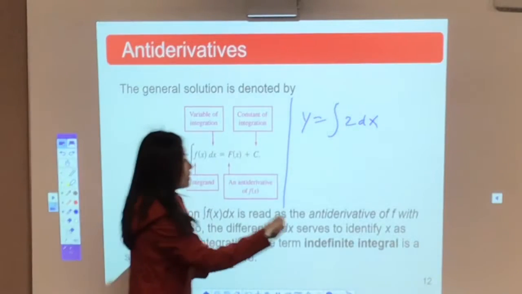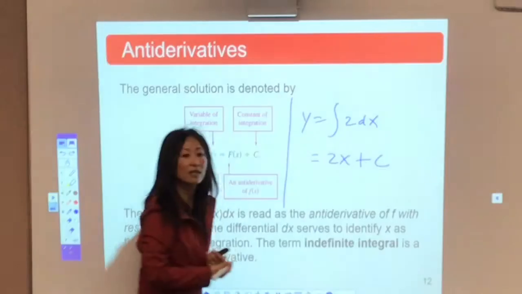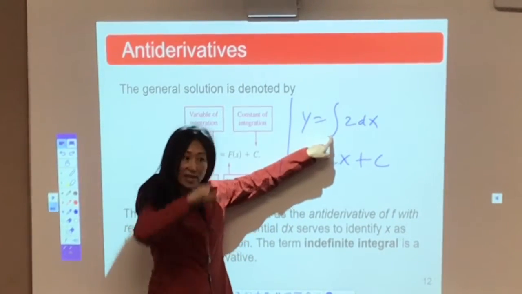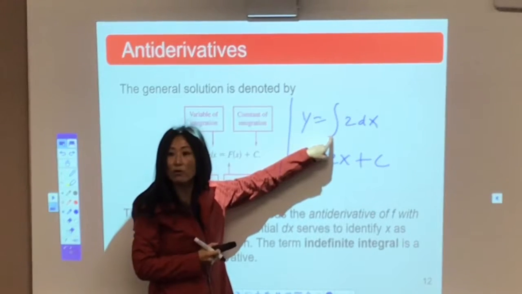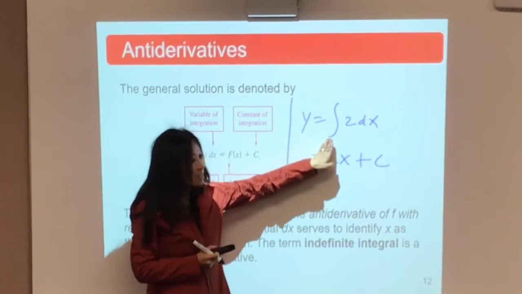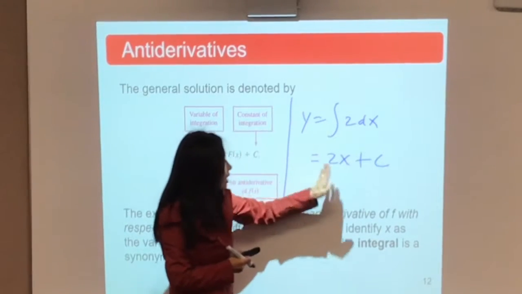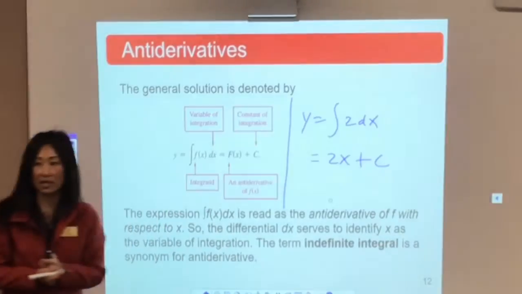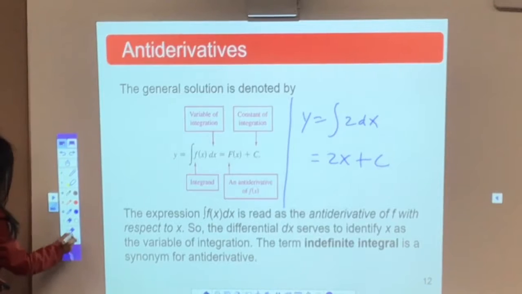That's how you write it. And you're going to say, what's my answer then? My answer is what? 2x plus what? C. So this sign right here, this long S, that is what? Antiderivative. Well, you can also say integral. Is everybody with me? So I can write it like this. I'm looking for the antiderivative of 2. I will get what? 2x, plus what? C. Because C will cover any constants you may have.